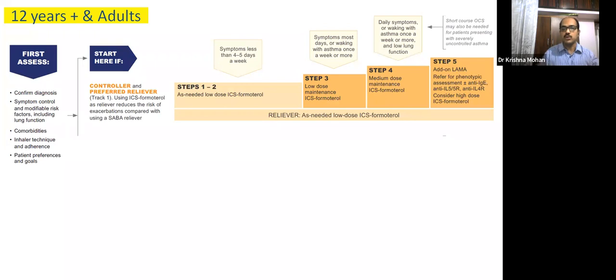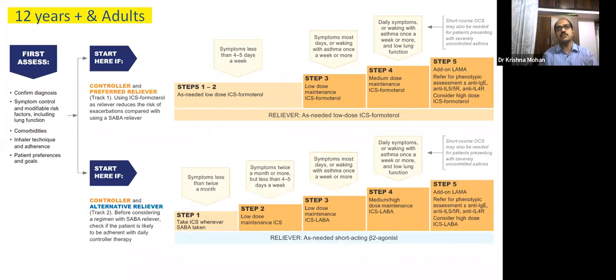So this is track 1, and GINA is recommending to use track 1. But anybody who wants to follow the old system, meaning you give the patient one MDI for a reliever and another MDI as a preventer, if you are so particular that you will follow that old system only, then you can use track 2. So this is track 2.